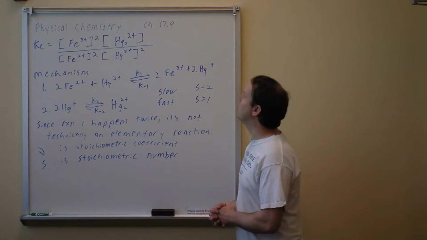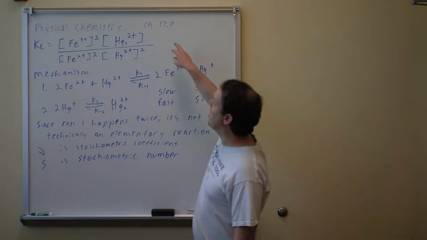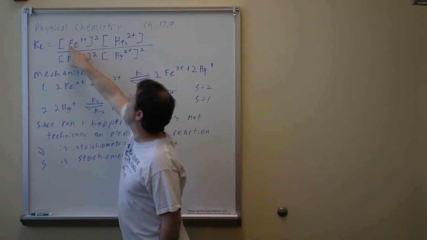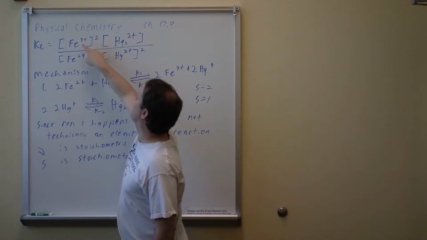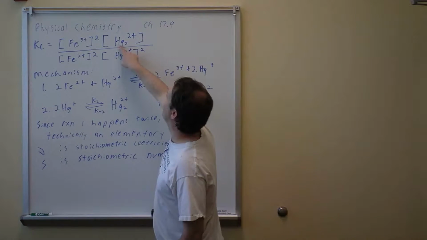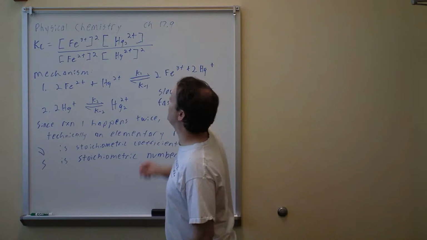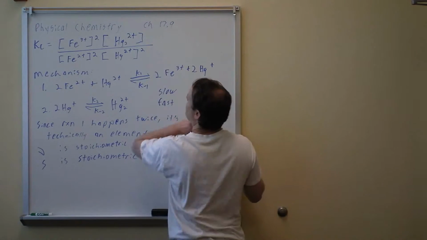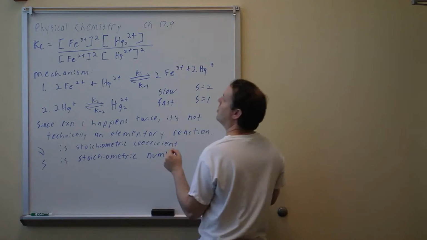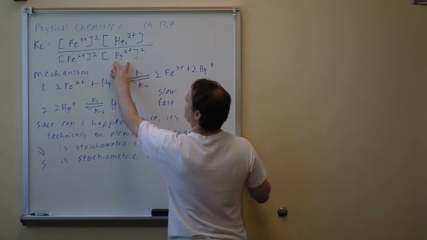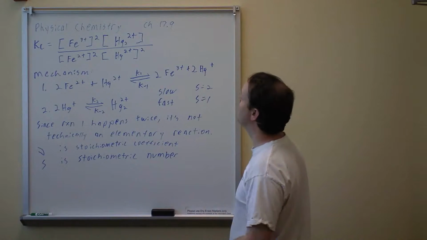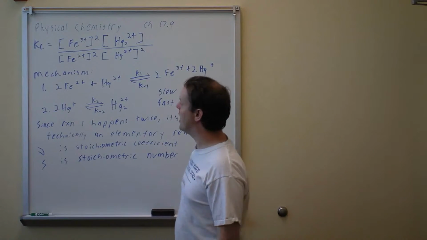Okay, more of physical chemistry, chapter 17, section 9. So for that same reaction, the equilibrium constant, remember, is going to be the products over the reactants. So we have the concentration of Fe3+ squared, because of the 2 in the stoichiometric coefficient, times the concentration of Hg2 2+, to the first power, because the stoichiometric coefficient was 1. Those are the products. And then the reactants, we have the concentration of Fe2+ squared, again 2 because it had a stoichiometric coefficient of 2, times the concentration of Hg2+ squared, again because it had a stoichiometric coefficient of 2.